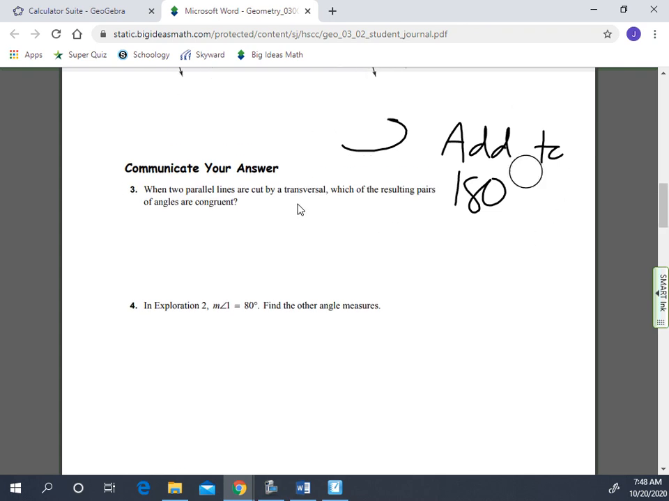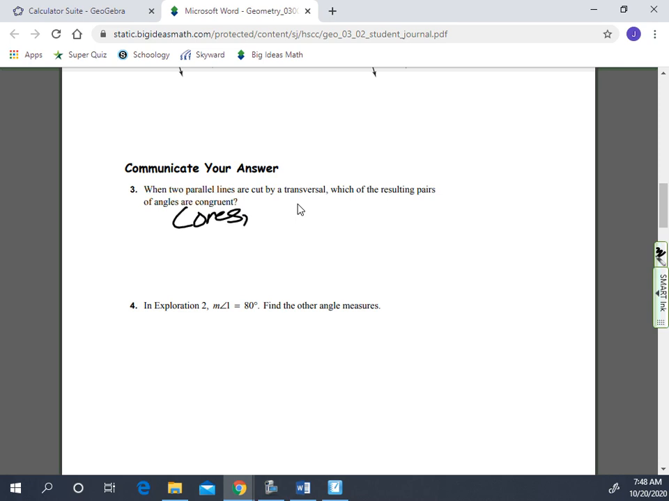Going down to number 3. When two parallel lines are cut by a transversal, which of the resulting pairs of angles are congruent? Okay, we can say there's corresponding, alternate interior, alternate exterior, and those are the only ones that are congruent.